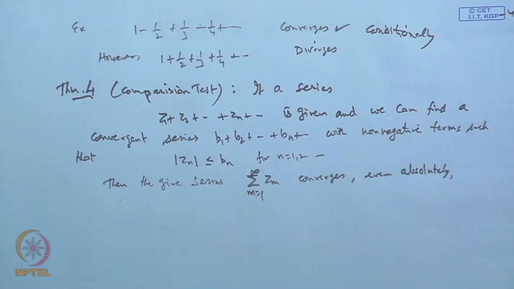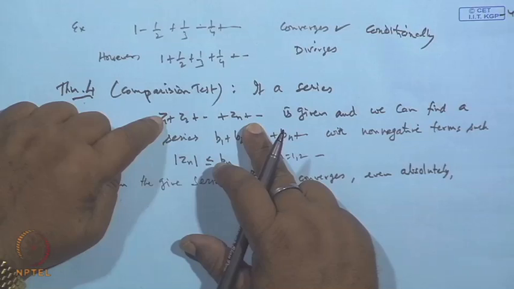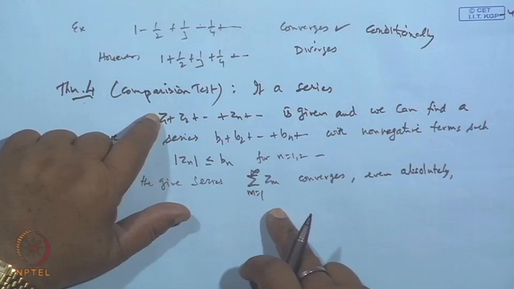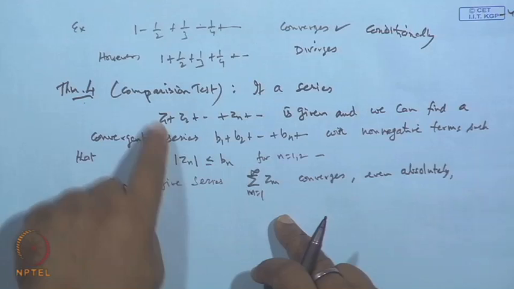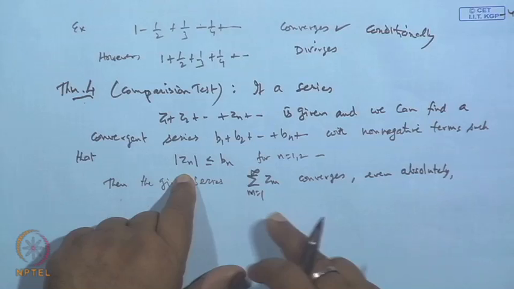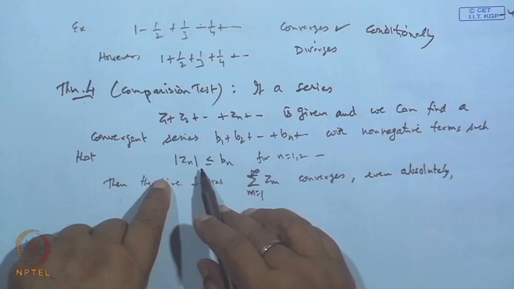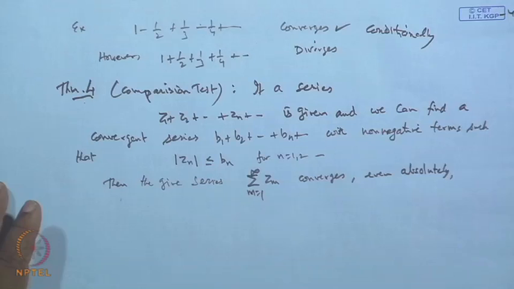The main idea is that if we want to test the given series sigma Zn to be convergent, then with the help of the terms of the series, identify a sequence Bn of positive terms such that this inequality holds, that is Bn always dominates mod of Zn. Then if the right hand side series converges, the left hand side will also converge. And since the absolute terms are less than Bn, it will converge absolutely also. So that is one.